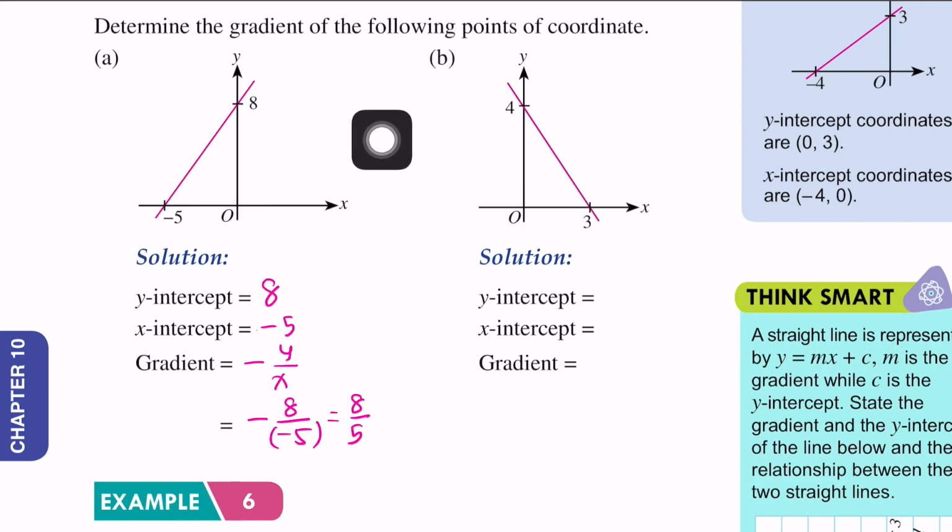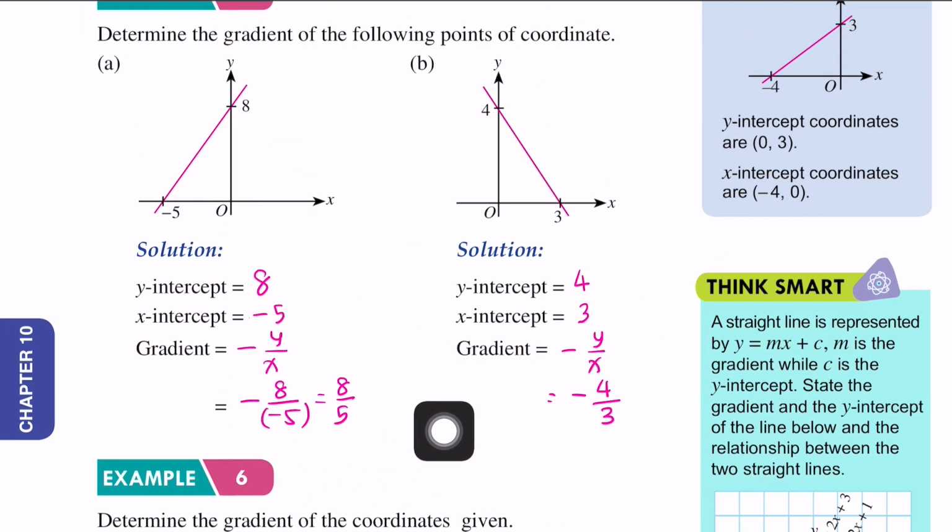Next for B, the y-intercept on the y-axis is 4. The x-intercept is 3. So gradient is negative y over x. So negative, y-intercept is 4, x-intercept is 3. Remember I mentioned earlier, if you have positive gradient, your graph will look like this, it goes upward. If the gradient is negative, your graph will look like this, it goes downward. This is positive m, going upward. Negative m, it goes downward.